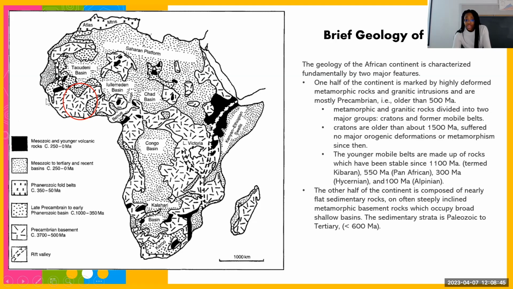So on this map, that red circle, that's the approximate location of Ghana. So we are lying on the Precambrian basement rocks. Then there's the Rift Valley to the east. And then we have the late Precambrian to early Phanerozoic. So you'll see them in the Congo Basin, the Chad Basin, basins mentioned earlier. Phanerozoic fold belts, again, are mountain building events. So right here. Mesozoic to Tertiary and recent basins. So these are probably some of our youngest basins. And finally, the Mesozoic and younger volcanic rocks. So that's what the very dark patches are.